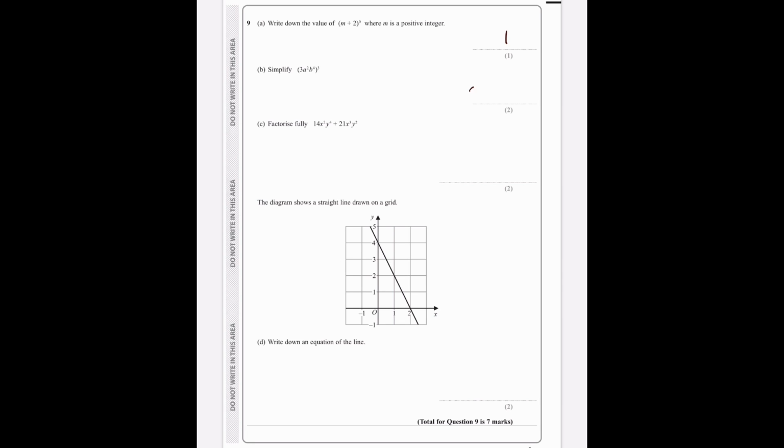Anything to the power of 0 is 1. And then 2 cubed is 8. (a^2 b^4) cubed is a to the 6 and then b to the 12. Just times the powers there.